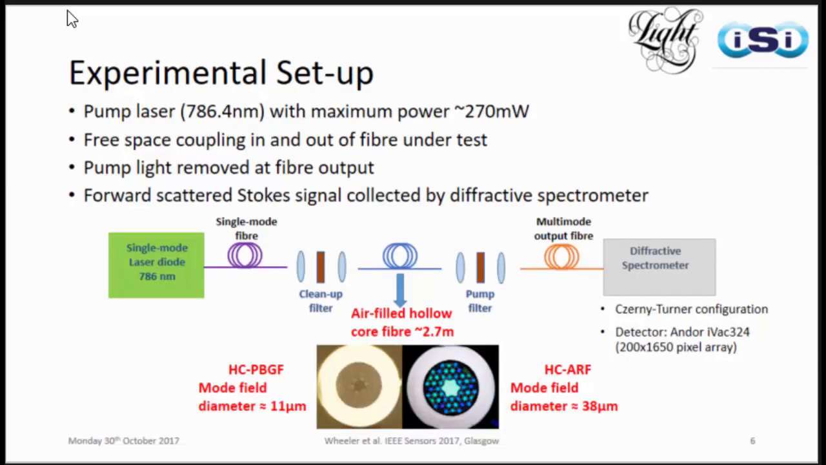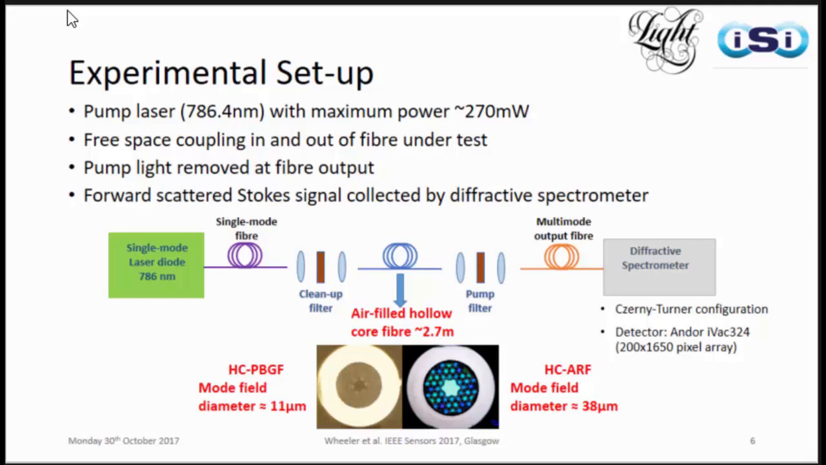So here I show the experimental setup that we've used to compare the performance of these two fibres. In our work, we're using a pump laser at 786 nanometers with a maximum power of 270 milliwatts. If you compare this to other reports in the literature, this is a slightly longer wavelength than typical and a bit of a lower power, so the actual Raman signal strength is a bit reduced, but in terms of being able to compare the performance of the two fibres, we have plenty of signal, so it's not a problem.